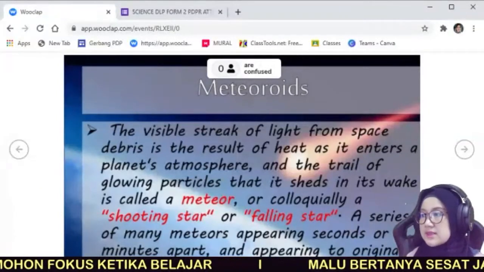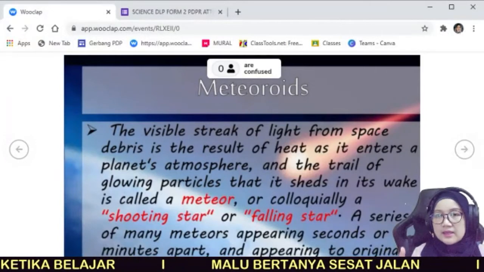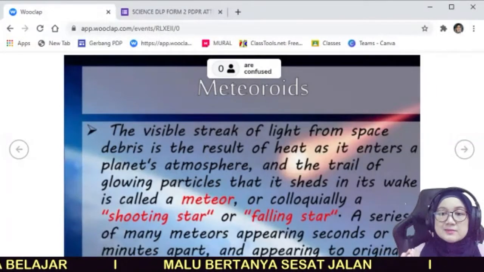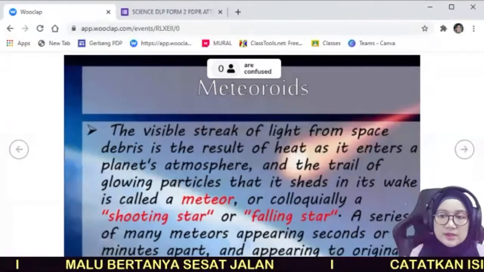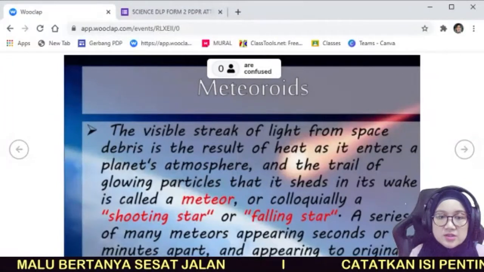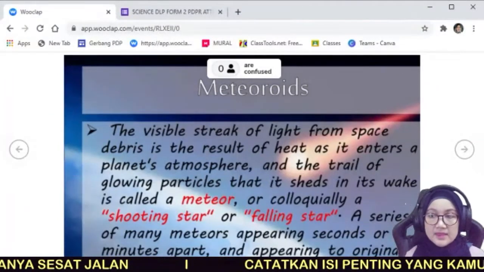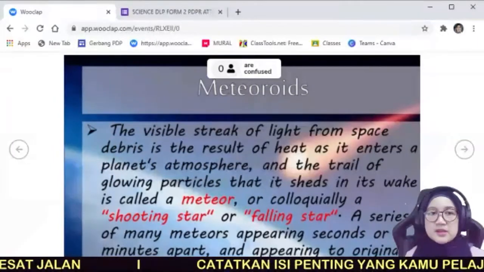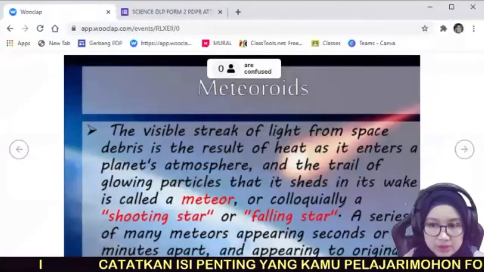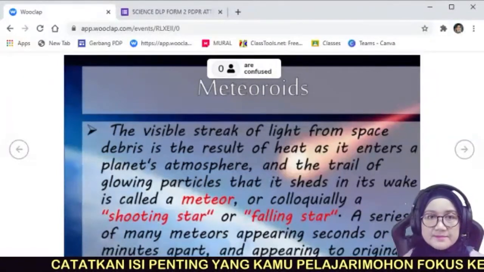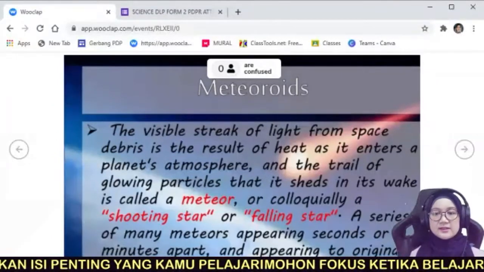A meteor shower is when meteors appear seconds or minutes apart, and the fragments are smaller compared to the larger one. So if the size is larger, we can call it a meteor or shooting star. But when the size becomes smaller, we say it is a meteor shower. Is it clear, guys? If clear, just hit the button.